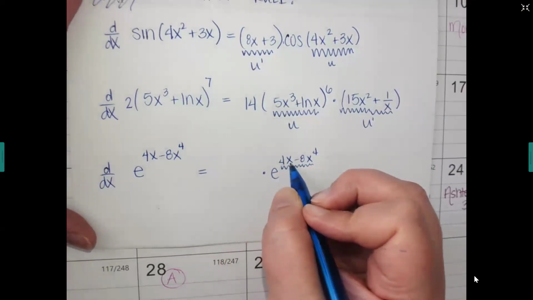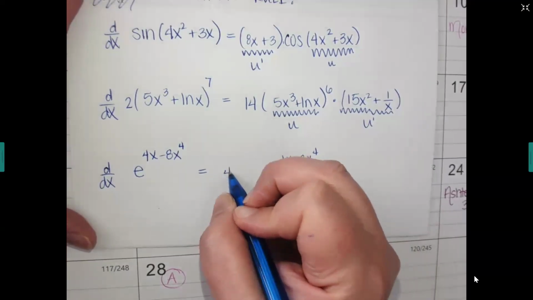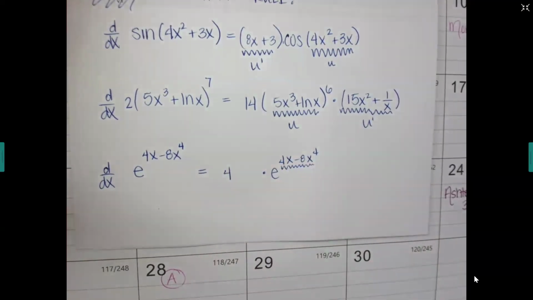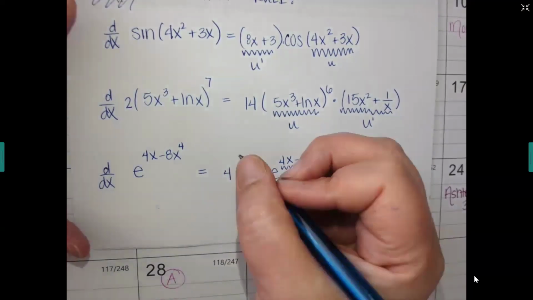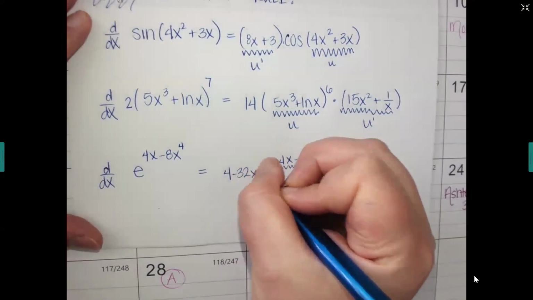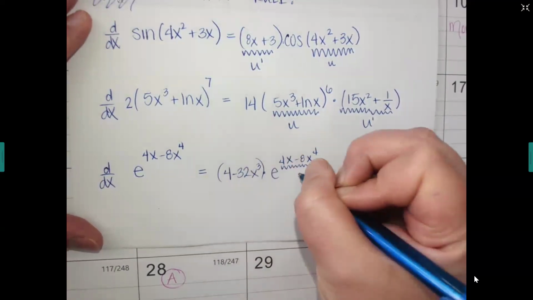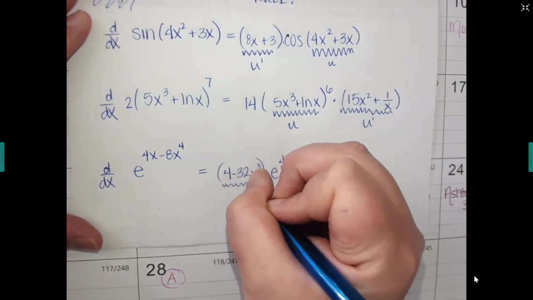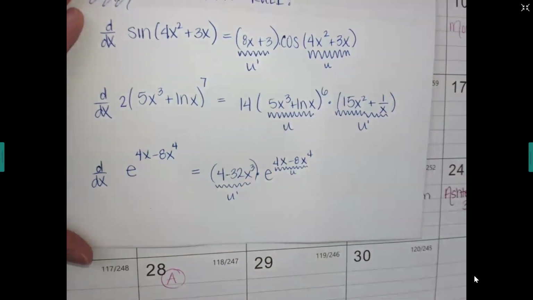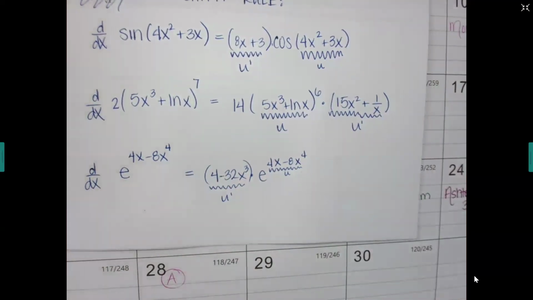So 4x, when I take the derivative, would just go to a 4. And then remember, I do 4 times 8 is a 32. Drop the power down, so it'd be a 32x^3. Okay, where this is my u, and this is my u prime. Okay, we kind of remember this a little bit.